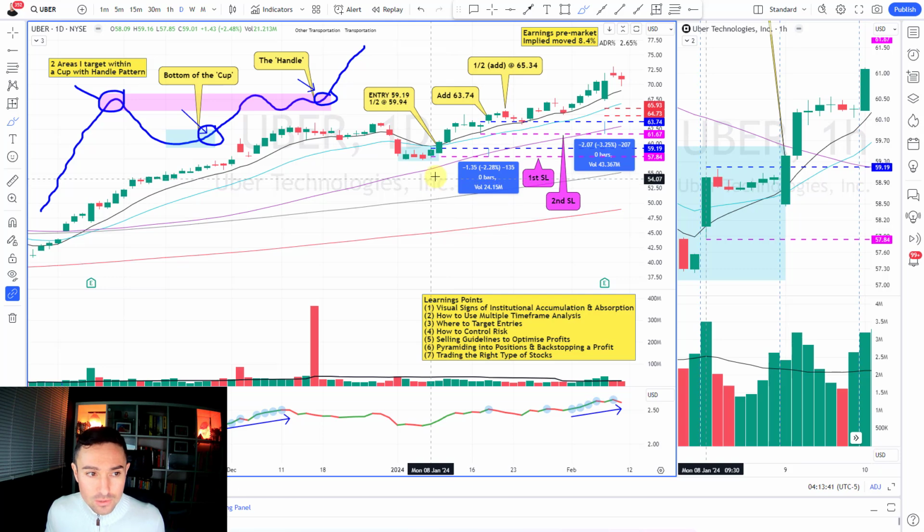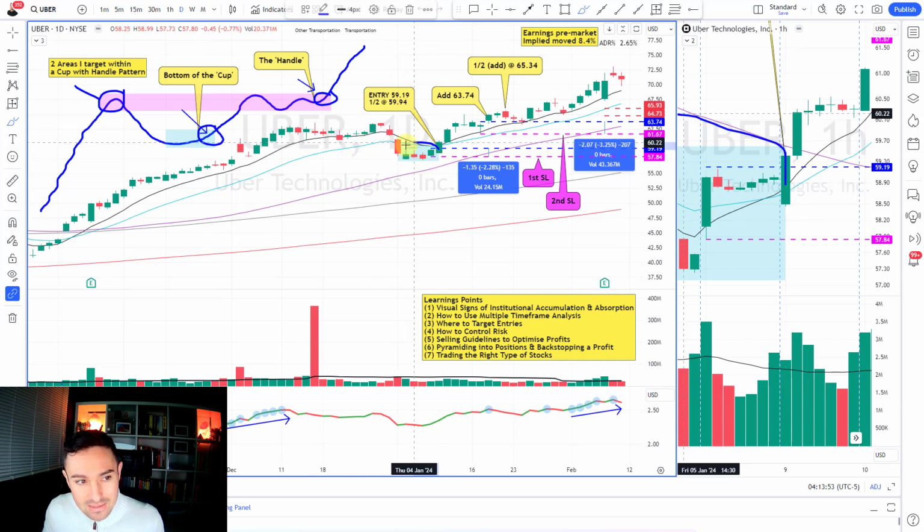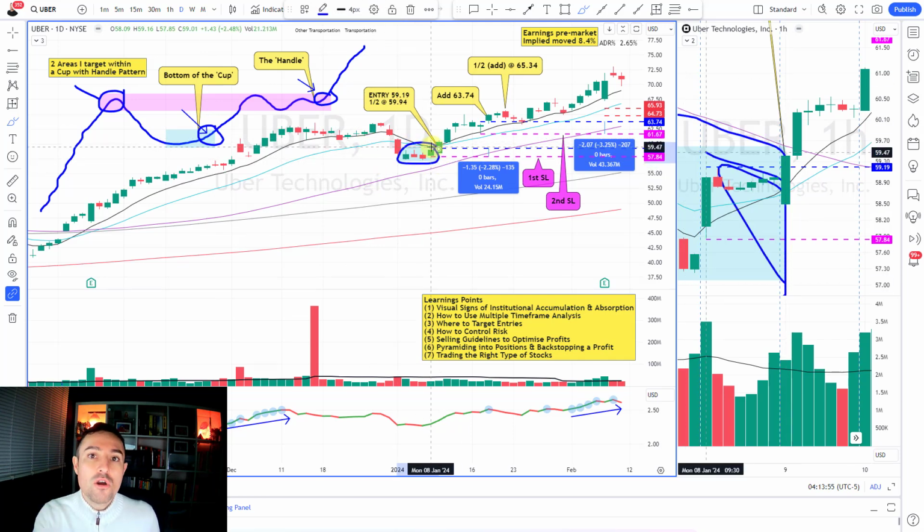So what I'd like to do is take you down here within this blue area. This is going to be the bottom of what turns out to be a cup. Now remember, I have an imagination here. I'm going, okay, Uber's pulling down to the 50. As it pulls down here, I'm looking for signs that demand is starting to overpower supply.